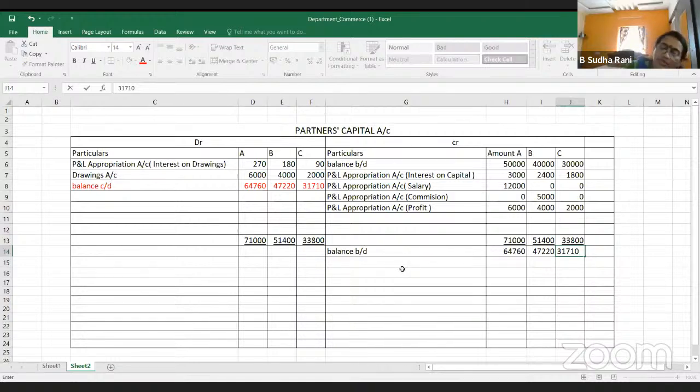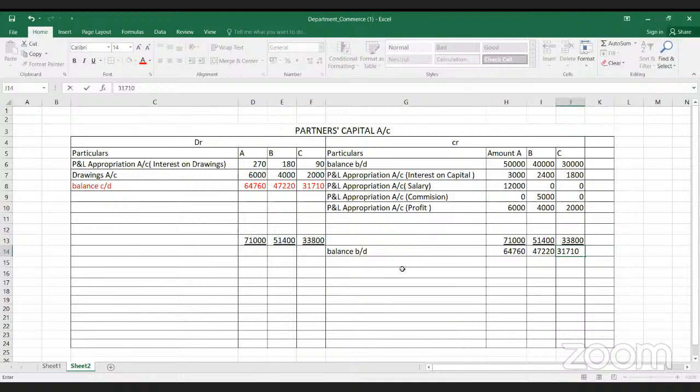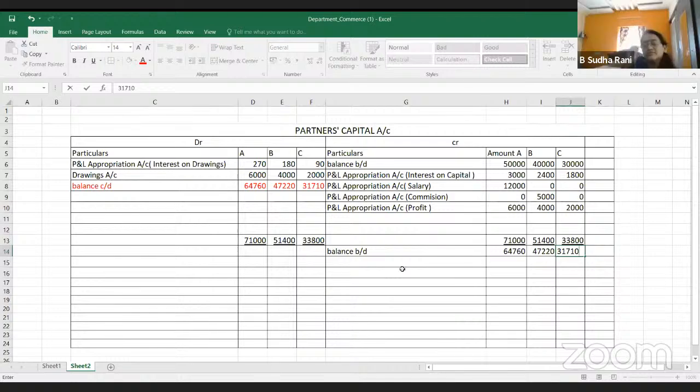Shall I move on to the next topic? Understood? Yes, ma'am. Right. Now, I'll teach you partners' capital accounts. Ma'am, just now you did that. Yes, I had to teach you that also, because partners' capital accounts are prepared in two types, by two methods. Okay?